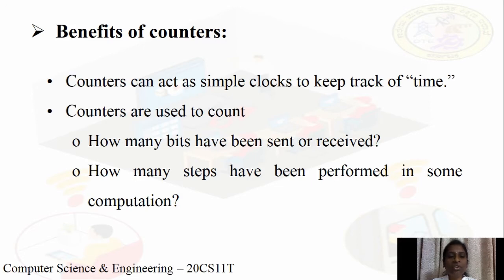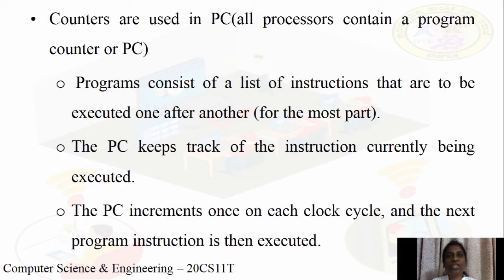And these counters can also be used in our computer processor. The processor consists of a special type of register called the program counter. This program counter is mainly used to keep track of the instruction that is currently being executed. To keep track of this currently executing instruction, the instruction has to be incremented by 1.